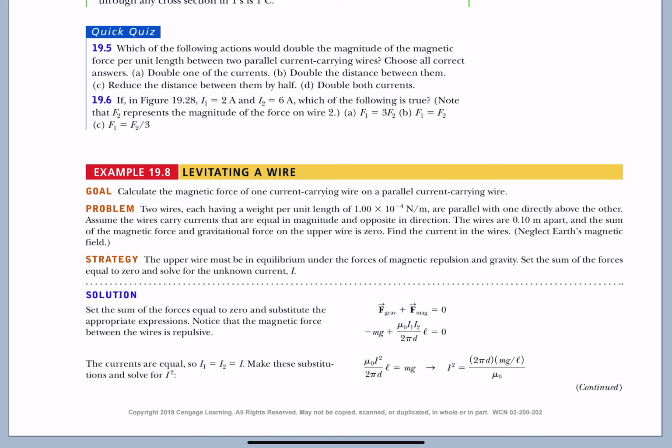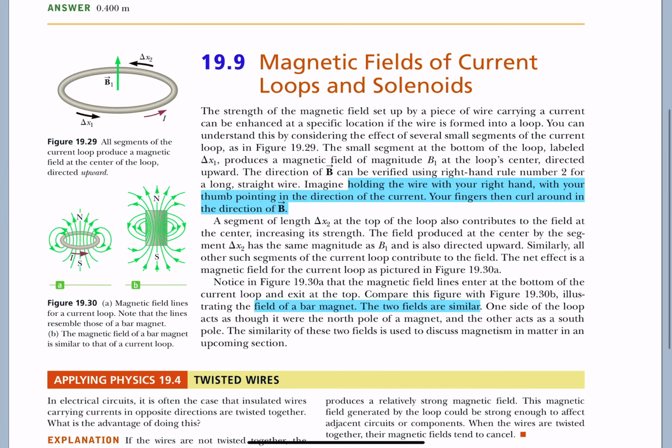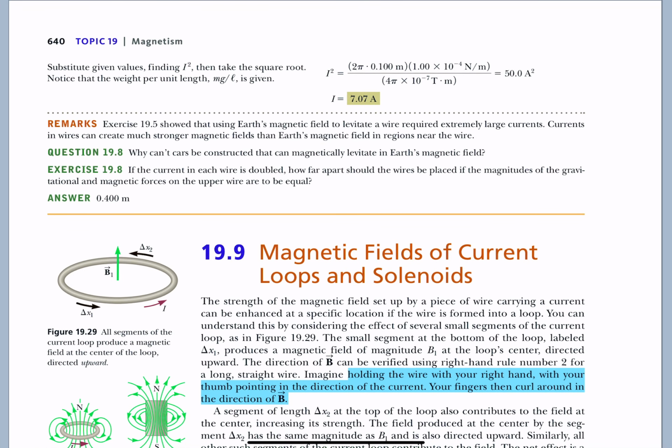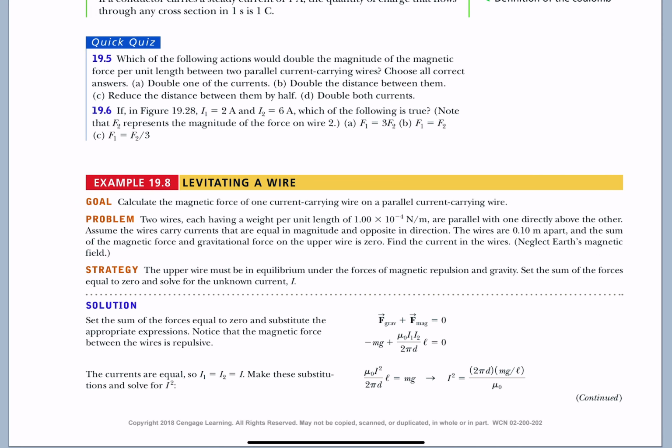Because they're in opposite directions, we'll choose the weight, the gravitational force, to be negative, and the other force, the levitating force due to the current in the wire and its resulting magnetic field, to be positive. We set those equal to each other, and we solve for I squared. When we plug our information in, remembering that 4 pi times 10 to the minus 7 Tesla times meter, which is in the denominator, is our mu, permeability of free space, right there.